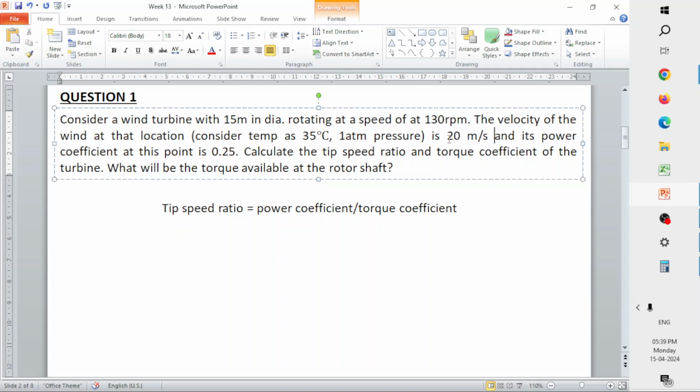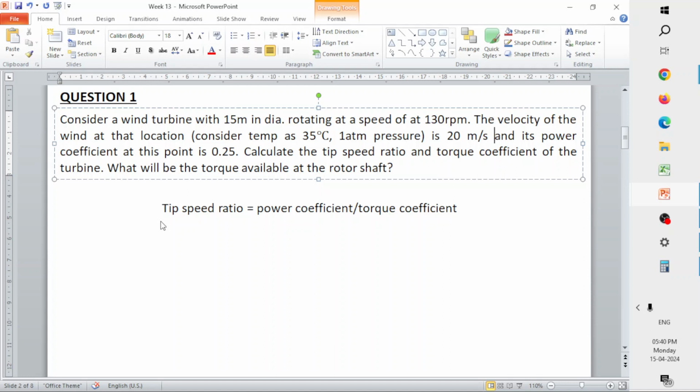Yesterday we tried solving this problem, so let's try to solve it now. Let me wait for a few minutes, and I hope you will be able to solve this problem now. First you need to calculate the area, and then calculate the tip speed ratio. After you calculate the tip speed ratio, you have this relation: tip speed ratio is the power coefficient by torque coefficient. We know the power coefficient, so once you calculate the tip speed ratio, you will be able to calculate the torque coefficient.